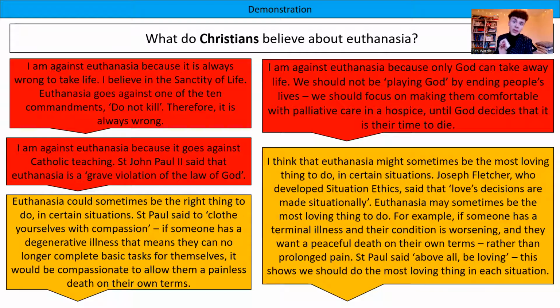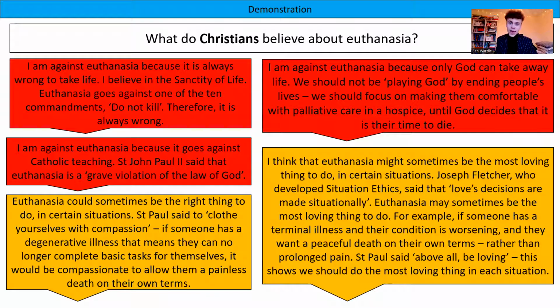And that is what the Catholic Church would be advocating. In terms of why some Christians might sometimes believe euthanasia is okay, you could say euthanasia could sometimes be the right thing to do in certain situations. St. Paul said to clothe yourselves with compassion. If someone has a degenerative illness that means they can no longer complete basic tasks for themselves, it would be compassionate to allow them a painless death on their own terms.